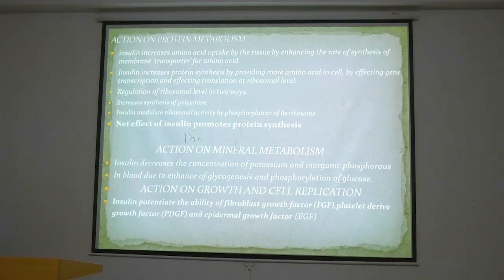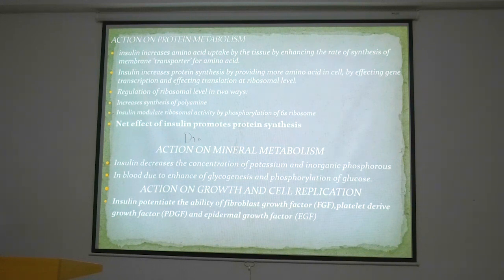Now what is the effect on protein? The net effect of insulin is that it promotes protein synthesis. How? Insulin increases amino acid uptake by the tissue by enhancing the synthesis of membrane transporters for amino acids. Insulin increases protein synthesis by providing more amino acids in cells. With more amino acids in cells, we come to the central dogma of molecular biology: effective gene transcription and effective translation, with regulation at the ribosomal level in two ways: increased synthesis of polyamines, and insulin modulates ribosomal activity by phosphorylation.